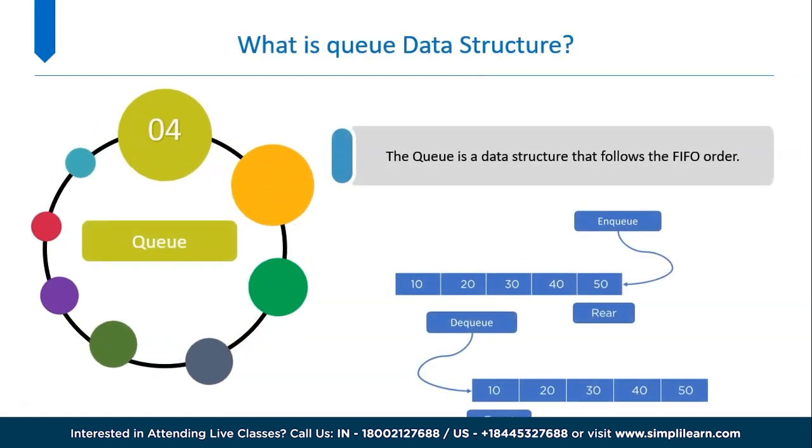The next data structure we have is queue. A queue is the opposite of a stack, which is first in, first out. In short, it is a FIFO data structure in which the element that is inserted first is the first one to be taken out.